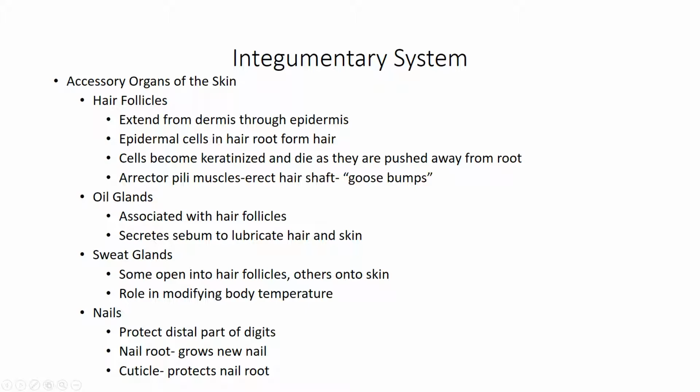Now, accessory organs include hair follicles, which basically help you have goosebumps. You have hair follicles, which are underneath the skin, and the hair shaft is above the skin. You have oil glands, which will secrete oil, or sebum, to lubricate the hair and the skin. You have sweat glands to help you cool your body temperature back down when you get too hot. And then you also have nails, just for protection from bacteria and also from trauma. And those are, of course, at the end of your fingers.